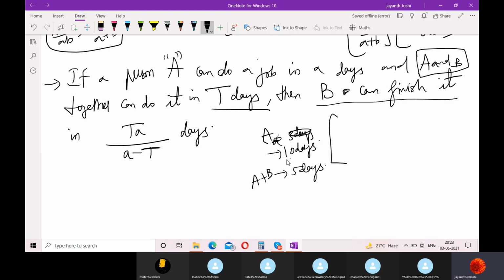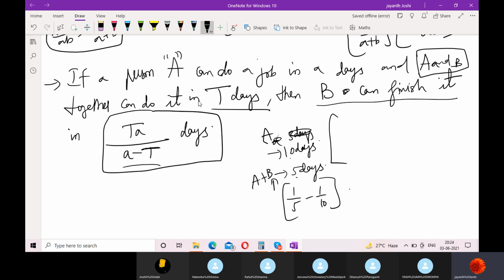So A can do a job in 8 days. A plus B can do the job in T days. So B only can finish the job in how many days? This is the formula. So here, nothing but 1 by 5 minus 1 by 10 we can also do. But as far as I am concerned, this is the formula you should remember. If you remember this formula, that's more than enough for you. All of you are writing them down? Yes, sir.